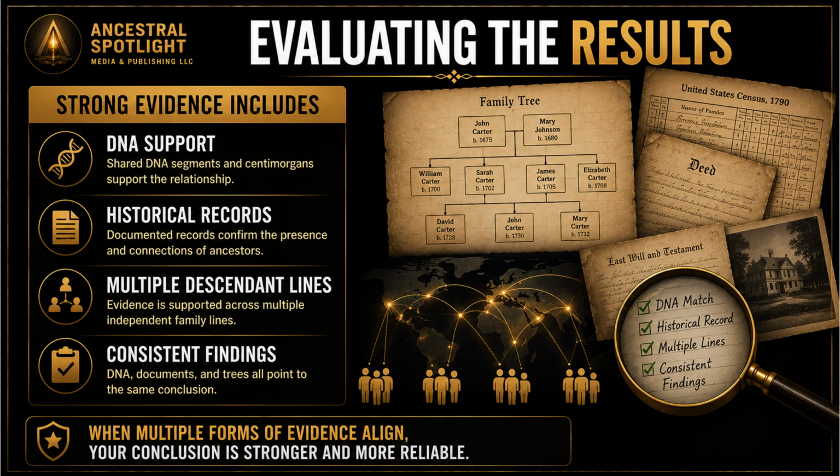Researchers evaluate whether the evidence consistently supports the hypothesis. Strong conclusions typically emerge when multiple forms of evidence point toward the same answer. DNA evidence alone is rarely sufficient. Historical documentation, family relationships, and replication across independent descendant lines help strengthen confidence in the findings.